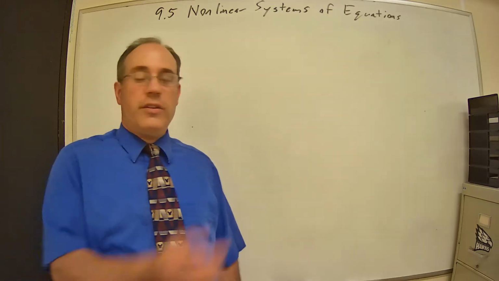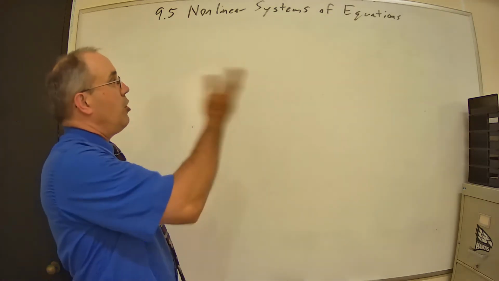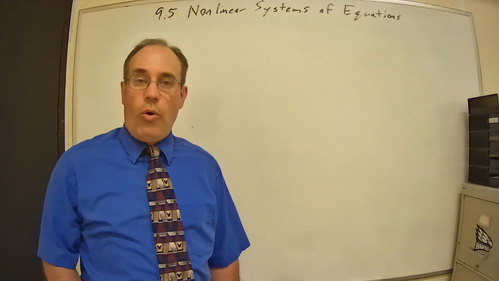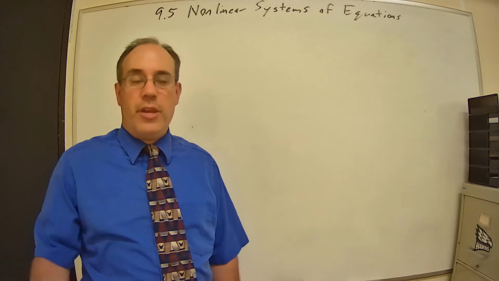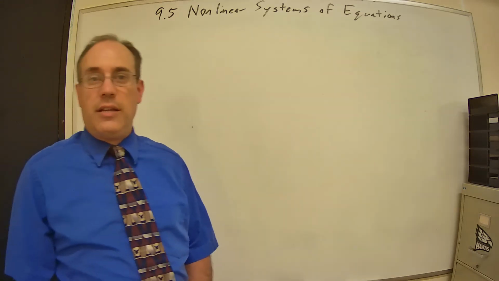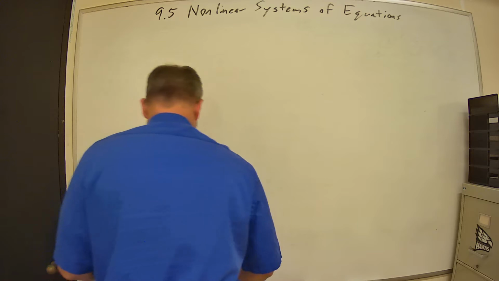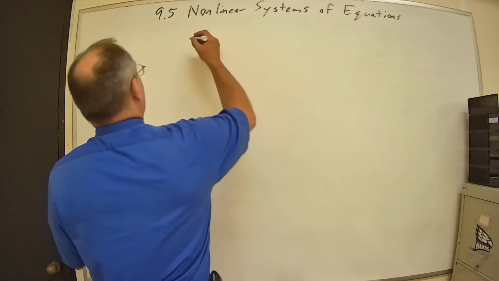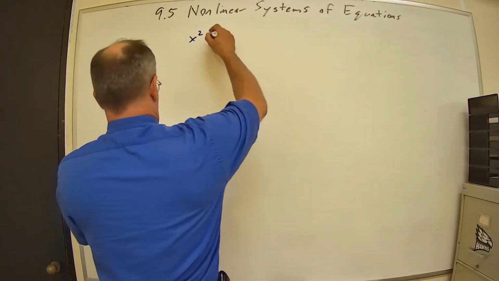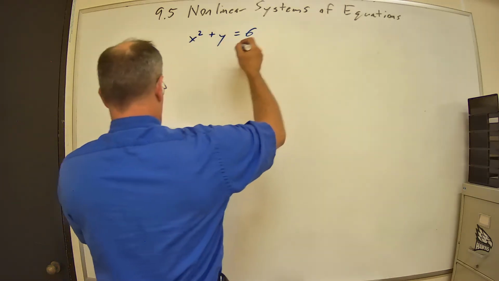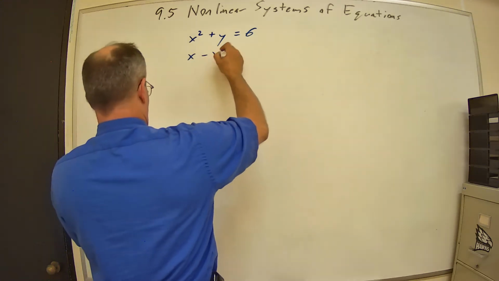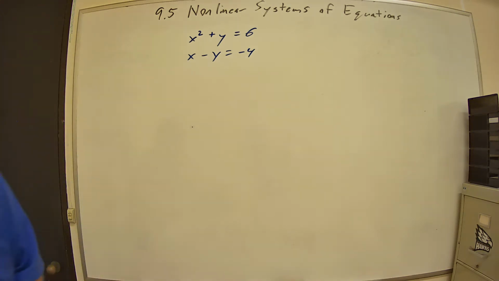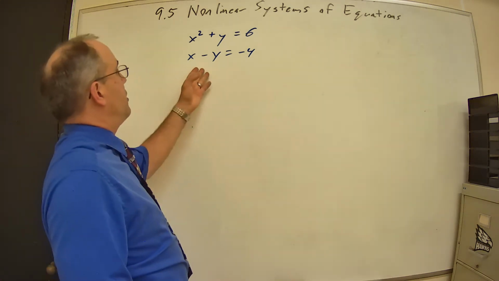Well, to solve nonlinear systems of equations, we can use the same methods that we did previously, either substitution or elimination, or a combination of methods. So let's take an example of each. X squared plus y is equal to 6, and x minus y is equal to negative 4. So I'm going to solve this one by substitution.